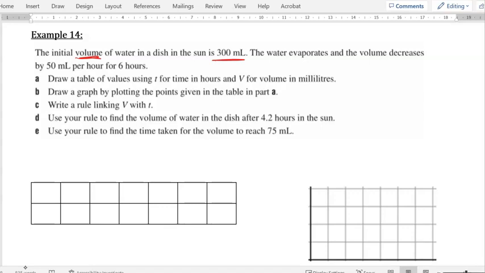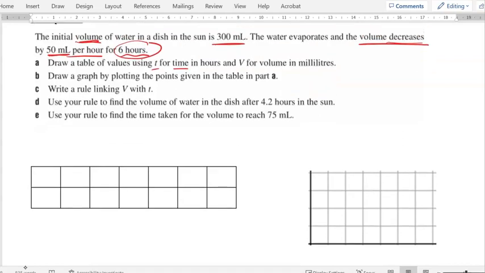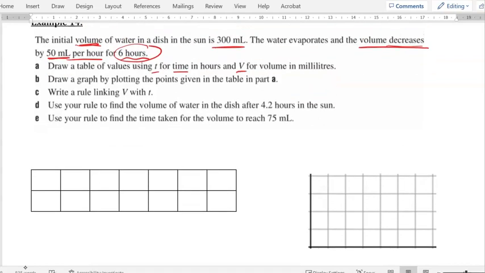All right, so the water evaporates, so it goes away, and the volume decreases, and here's our rate of 50 milliliters per hour. And it does this for a duration of 6 hours. So what are we going to know here? All right, so we're going to draw a table. We're going to use T for time. So we need a total of 6 hours on our table. And we're going to use V for the volume in milliliters. So let's sketch that out first.